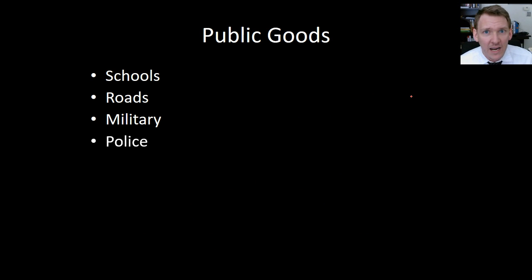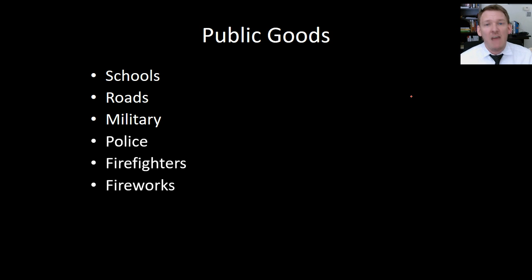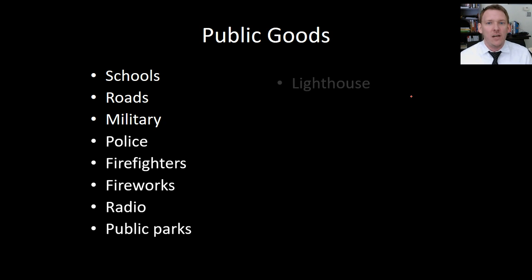More public goods. The police, you don't pay anything. We all use it right now. Firefighters, we all use it at the same time, don't pay a dime. Fireworks, you ever go to the fireworks in the summer? We don't pay anything, and I can look at the fireworks, you can look at the fireworks. We're all using the fireworks at the same time, listening to the sound, smelling it, seeing it. And when I use it, it doesn't use it all up. The radio, anyone can use the radio at once. Public parks, anyone can use it.